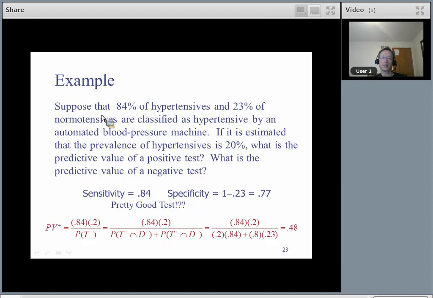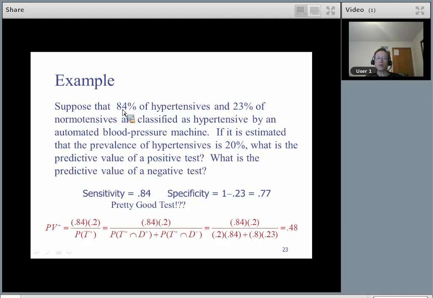How we use the idea we just learned to figure out the predictive value of a positive test. Suppose that, look at this question. Suppose that 84% of hypertensives, or we have 20% hypertensive out of the population, and 23% of normotensives are classified as hypertensive, right? So this number actually tells us the specificity. 1 minus that is the specificity. Okay. And if it is estimated that the prevalence of hypertension is 20%, what is the predictive value of a positive test?